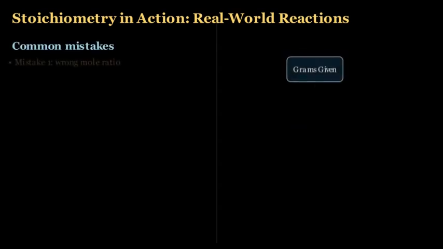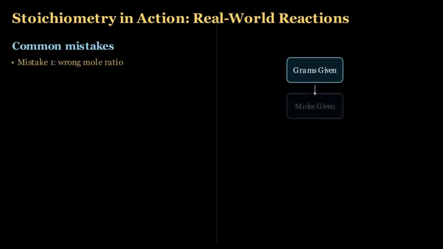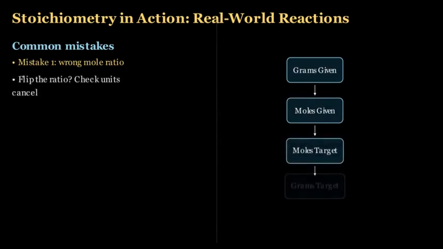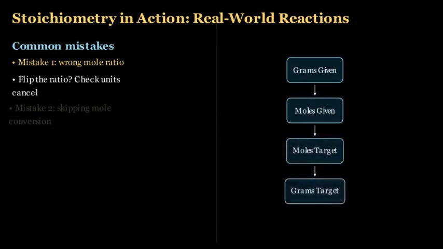2 mistakes trip up almost everyone at first. The first is using the mole ratio upside down. You might accidentally put the given substance on top instead of the target. The fix is to always write the units and make sure they cancel. Moles of given times target over given leaves you with moles of target. If the units don't cancel, you've flipped it.